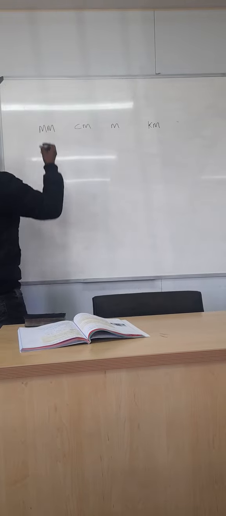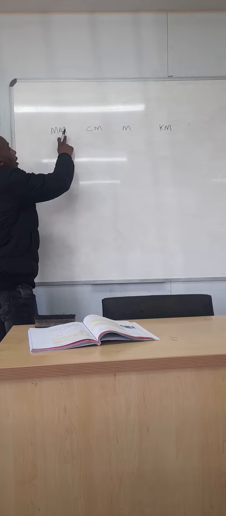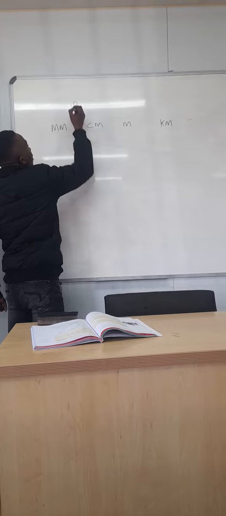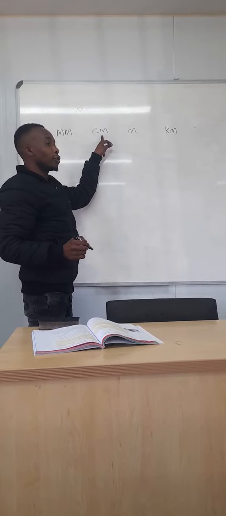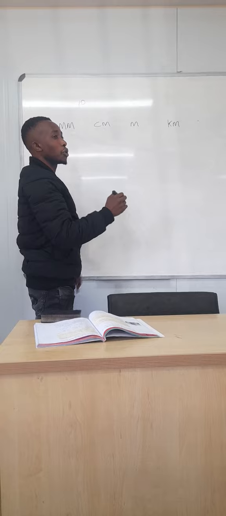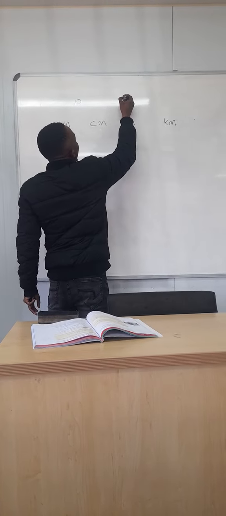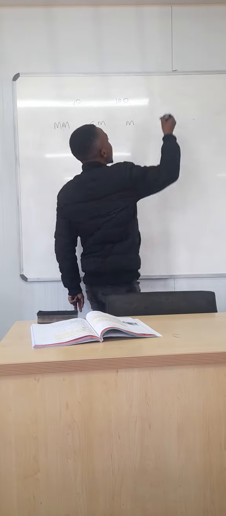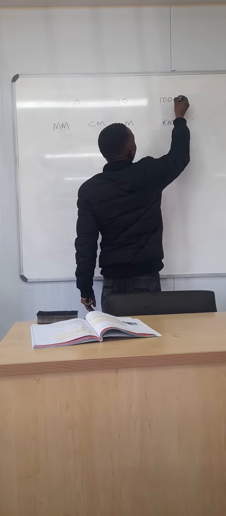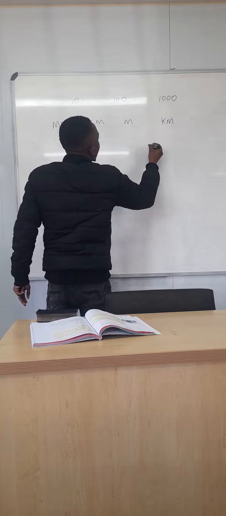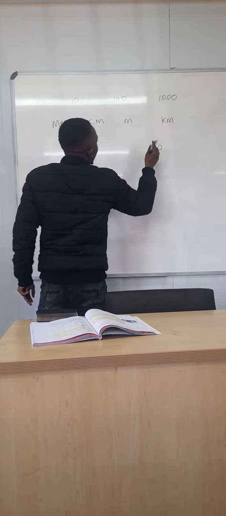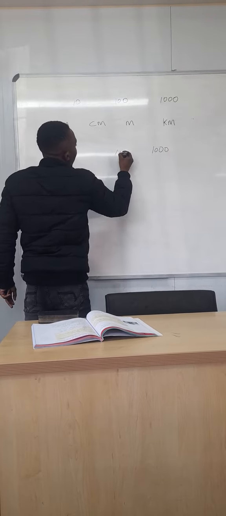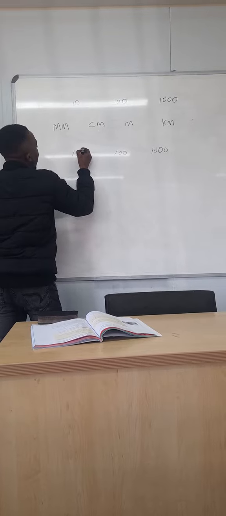If you want to convert a millimeter to a centimeter, we're going to use 10. A centimeter to a meter, we're going to use 100. A meter to a kilometer, 1,000. So from kilometer to meter, you're going to use 1,000, here 100, then here 10.